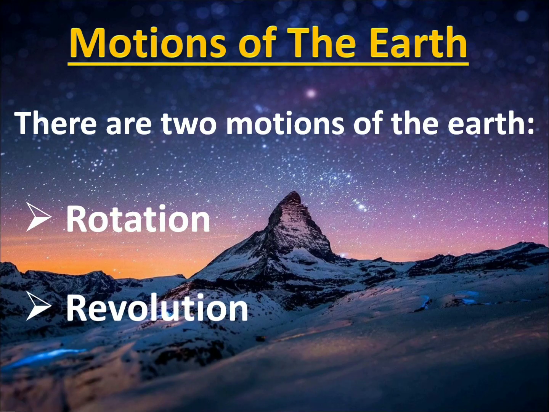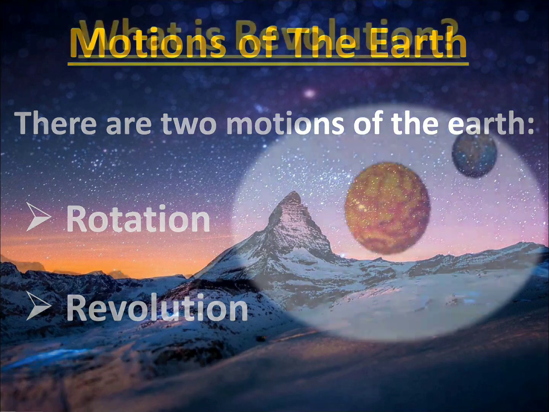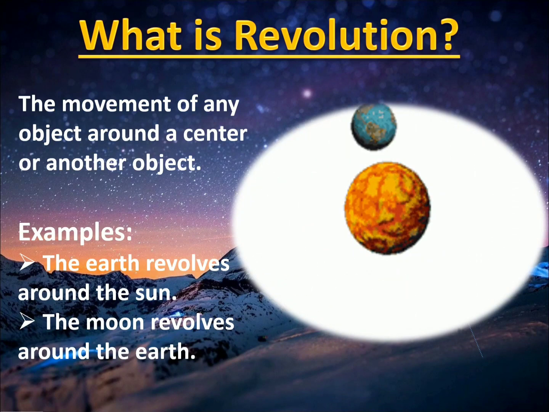So students, motions of the earth, there are two motions. The first one we have already seen, rotation. So now let's see what is revolution. Revolution is a movement of any object around a center or another object. That means any object is moving around any other object. It is known as revolution.